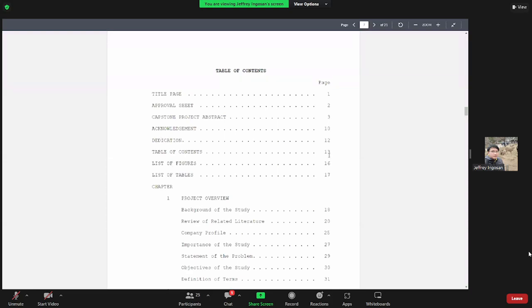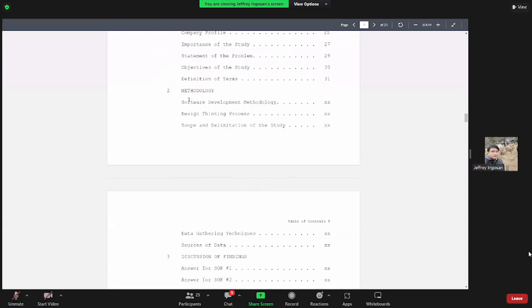For project overview, the same thing. No change on background, review, company profile, importance, problem, objective of the study, and the definition of terms. You will only change the page number. For methodology, the same. No changes on software development methodology, design thinking process, scope and delimitation of the study, data gathering techniques, and sources of data. You will only put the actual pages.